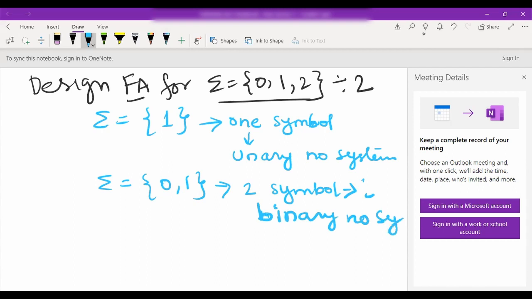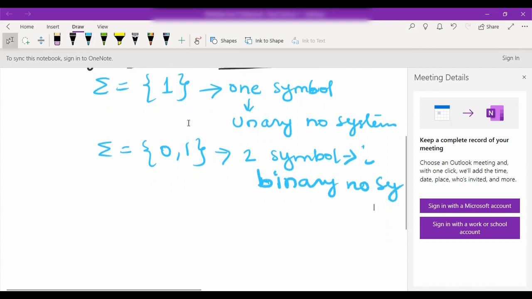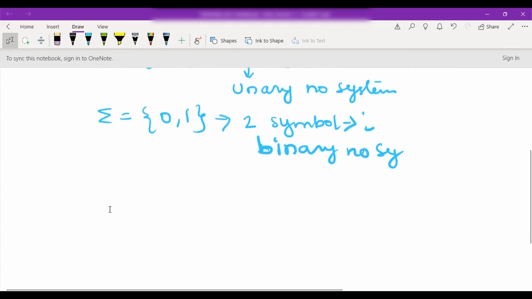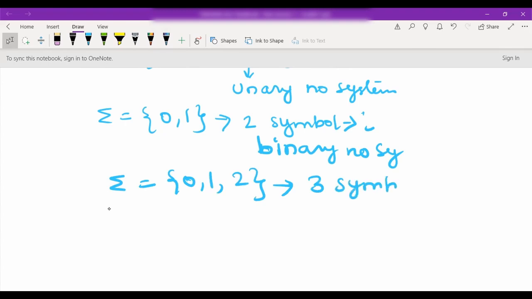Now here we have sigma, which has 3 bits: sigma equal to 0, comma 1, comma 2. What does this indicate? We have 3 symbols, and 3 is also called ternary. That's why the number system is called the ternary number system.